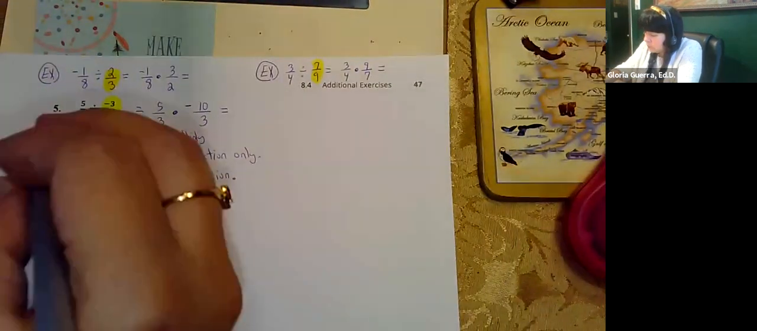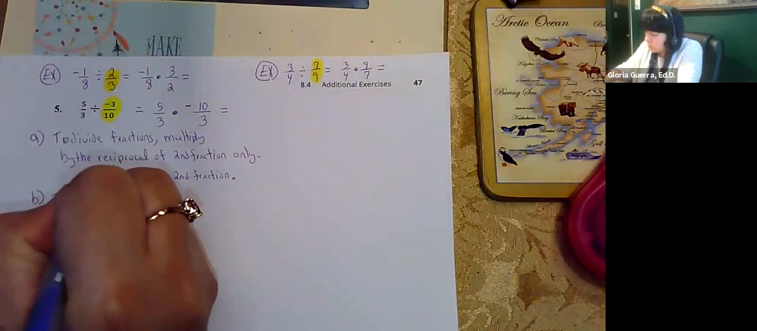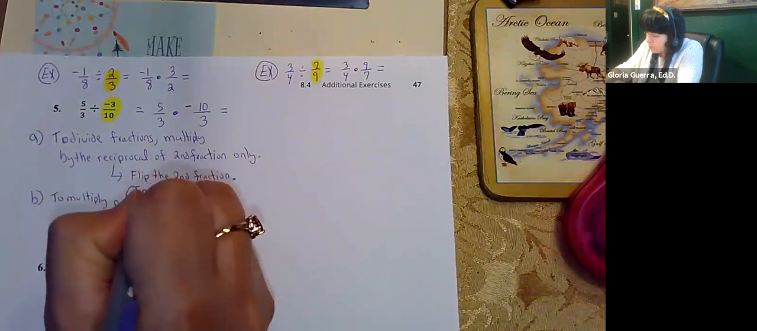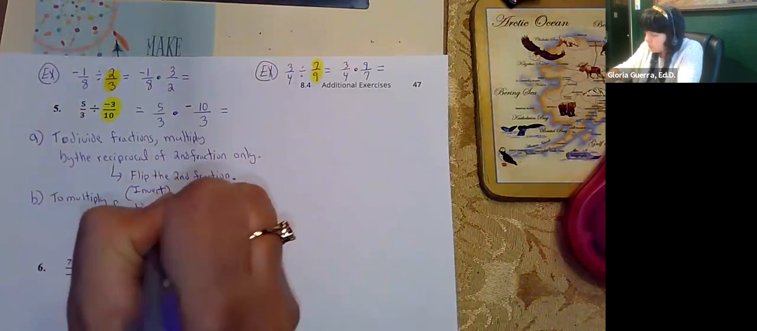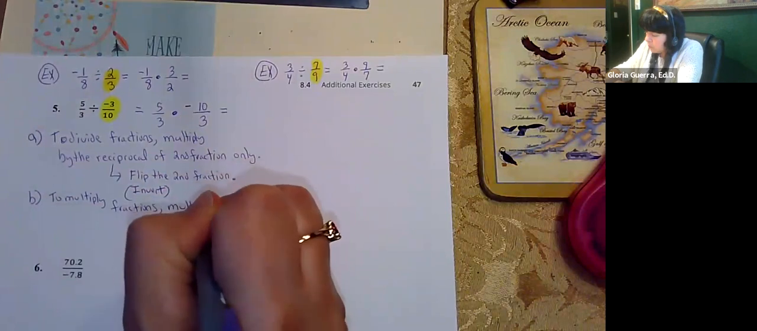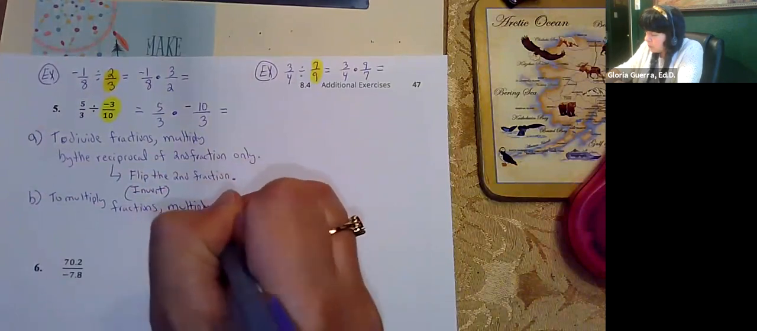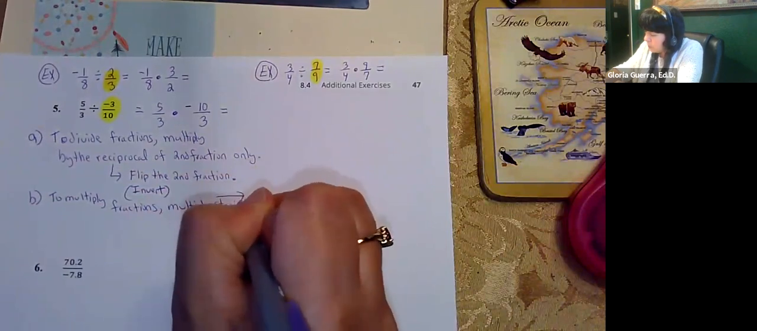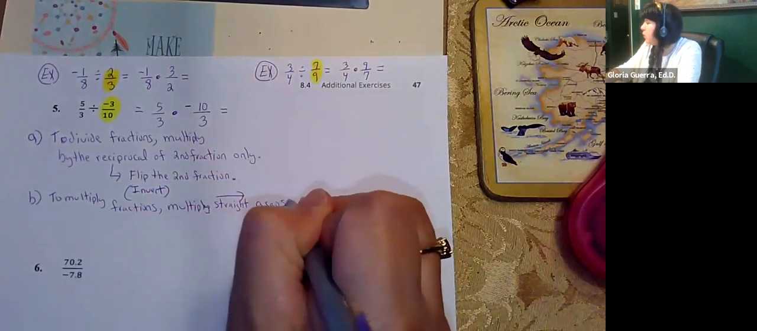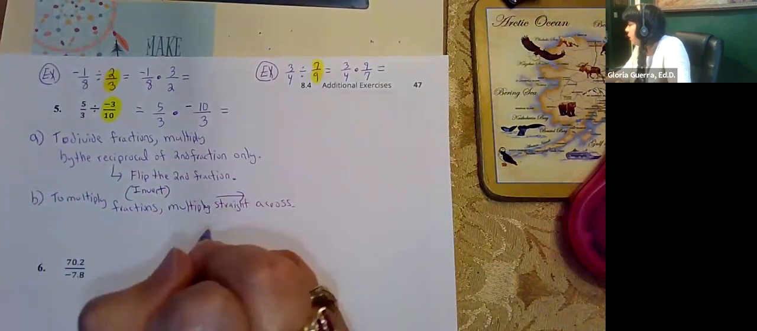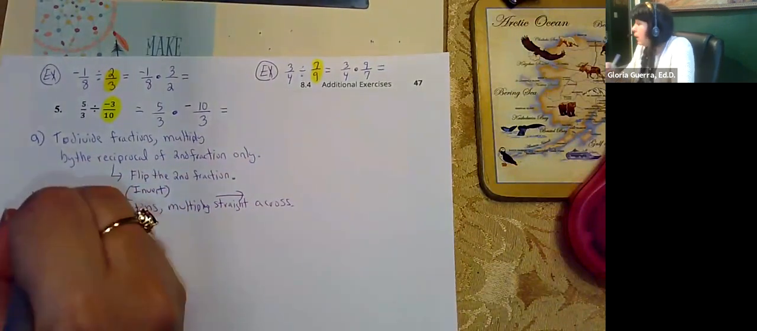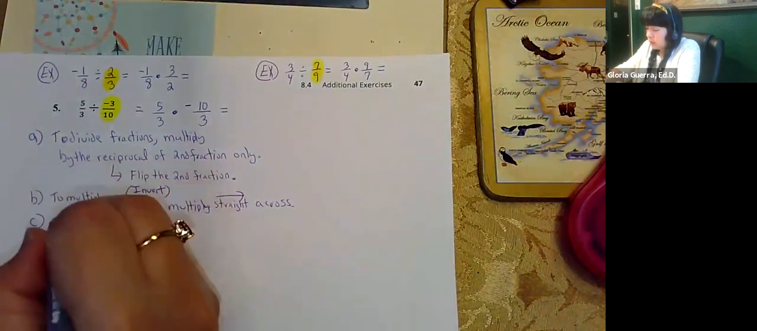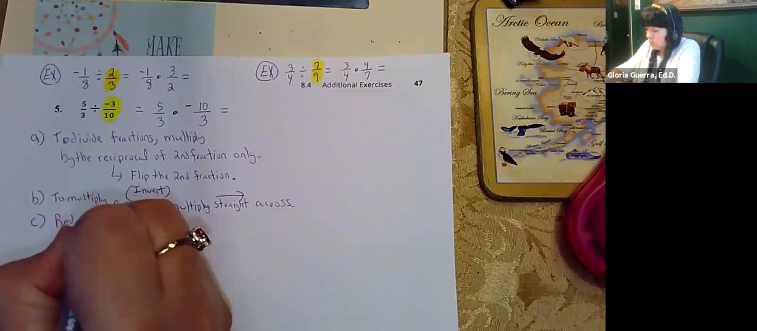So, to multiply fractions, multiply straight across. Okay, I didn't say cross products. I didn't say cross products. And then reduce to lowest terms if possible.